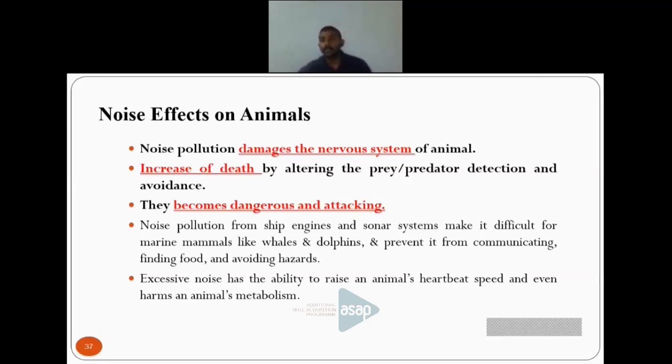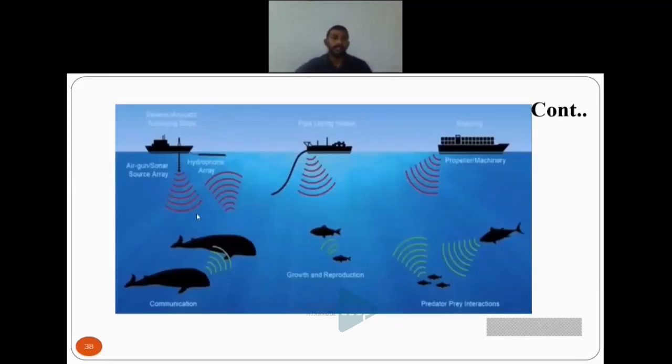And in the case of dolphins and mammals like whales, it is by sound only that they find food. So we can see here that communication, growth and reproduction are all by sound only. They convey things and communicate by sound only. So if you use seismic acoustic survey ships, the sound waves coming from them, the higher sound noise, will disturb their life also.